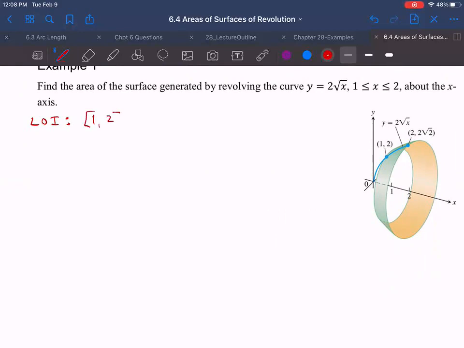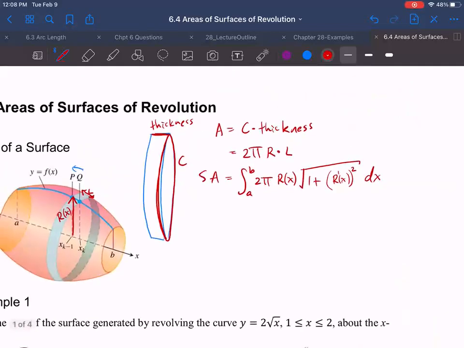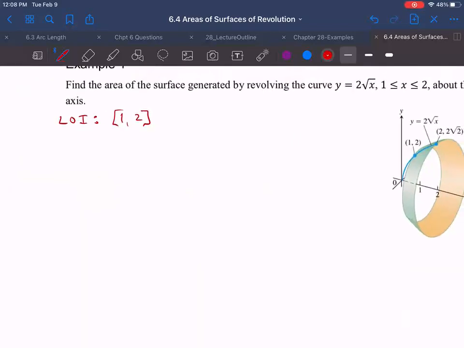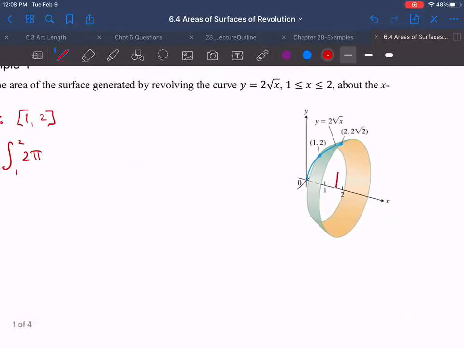Yeah, 1 to 2, right? So we'll go with our surface area. I probably should have put surface area. So surface area equals integral from 1 to 2. We need our 2 pi times our radius function, right? So this is going to be whatever this is here. It probably still should be at 2, right? This is R, which is essentially our output value, right? This is R of X, which is just F of X, which is just ultimately our Y value.